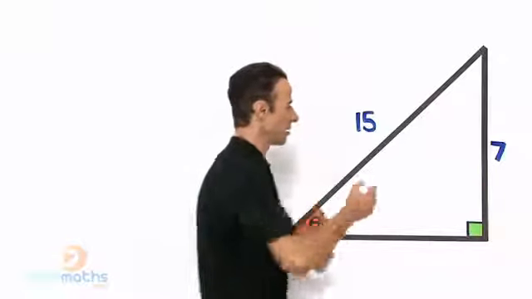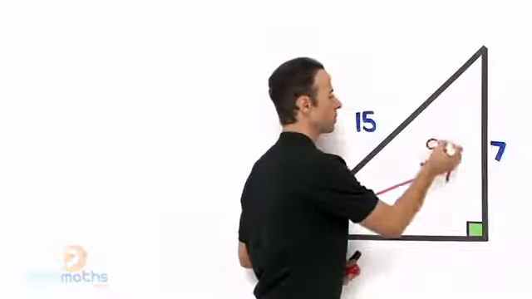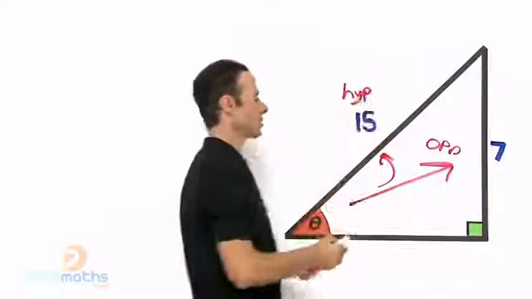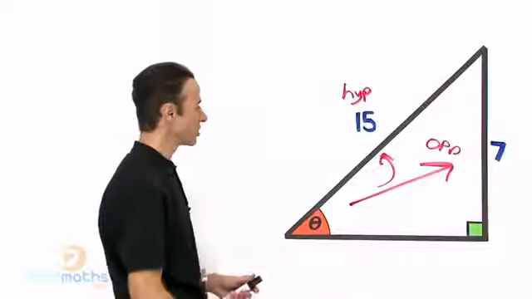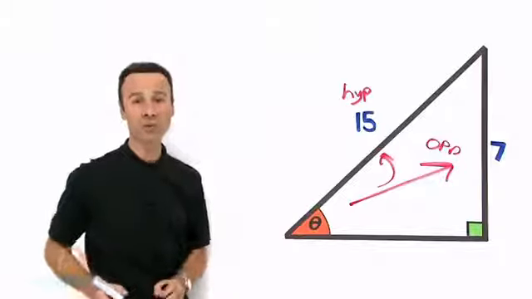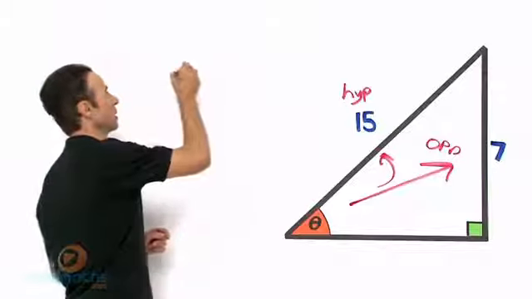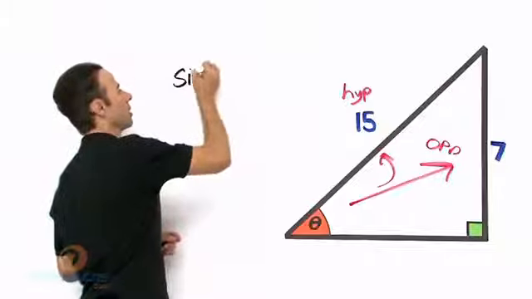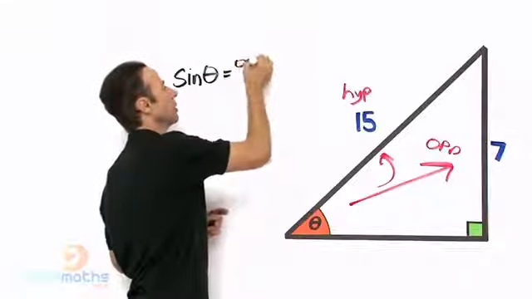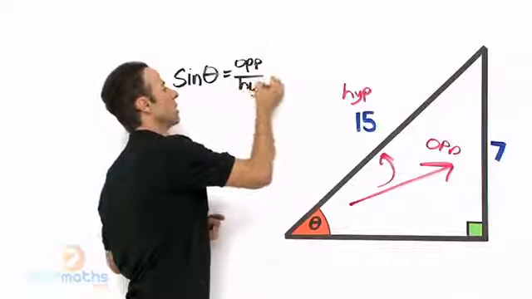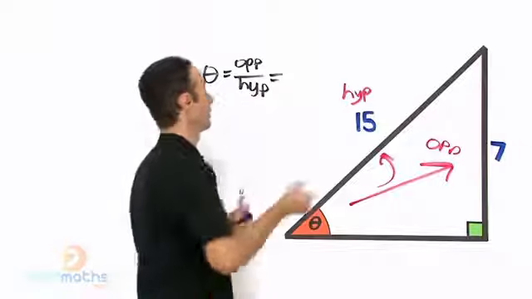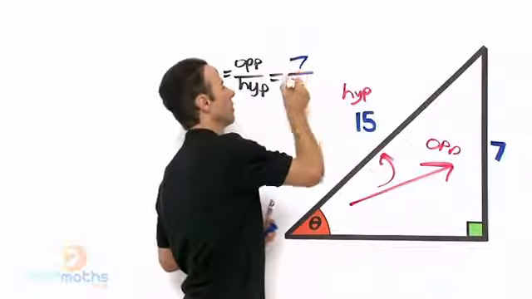Let me just write that in there. So straight across we have opposite, and then we have the hypotenuse. There's the hypotenuse happening. Okay, so let's write down the trig ratio. It's going to be opposite over hypotenuse, which is, of course, sine theta. Let's write that down: sine theta, which is the pronumeral we're looking for, equals opposite over hypotenuse, which equals, what have we got? We've got 7 over 15.